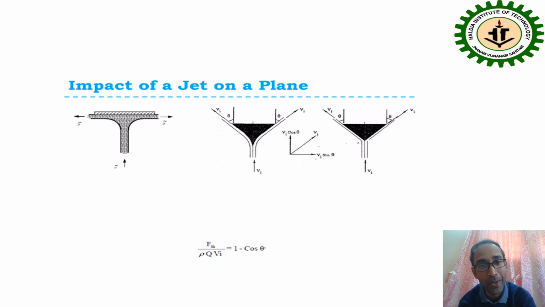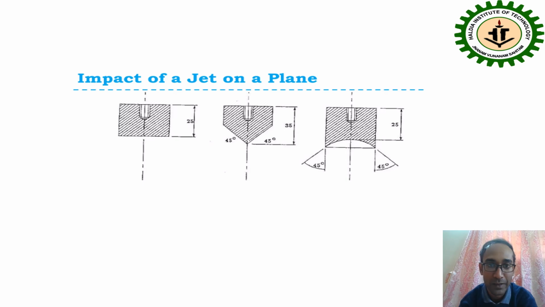So this is the impact of a jet on a plane. This is the plane area. This is the impact. V1 is tangential, theta is the angle, and these are the vector components. So it is V1 cos theta, V1 sin theta, and V1. So it is the impact of a jet on a plane. If the direction changes by a 45-degree angle, the velocity direction will change.